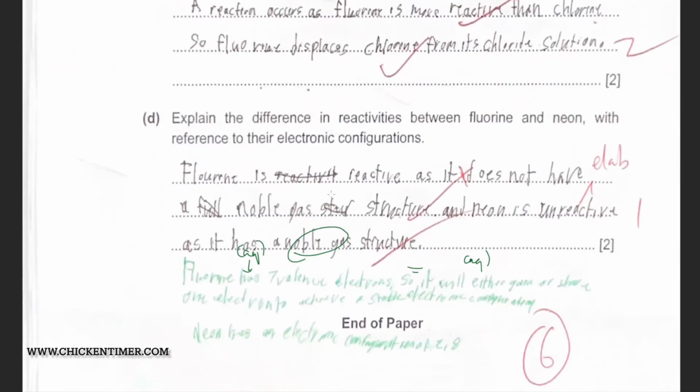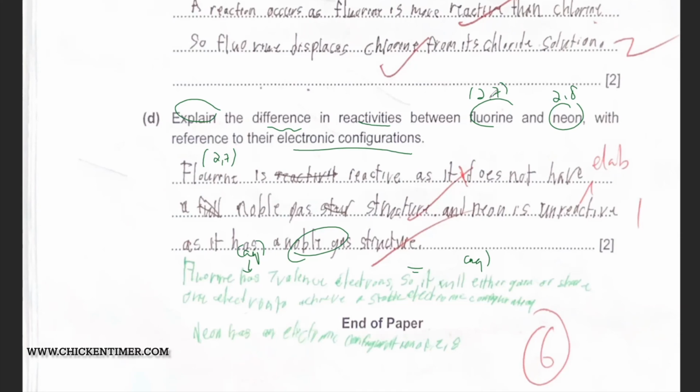Okay, this one, question 2 D: explain the differences in reactivities between fluorine and neon with reference to their electronic configuration. Because they say with reference to their electronic configuration, you should write out the electronic configuration. So fluorine is how much? Do you have a periodic table? Okay, fluorine is 9 and neon is 10.